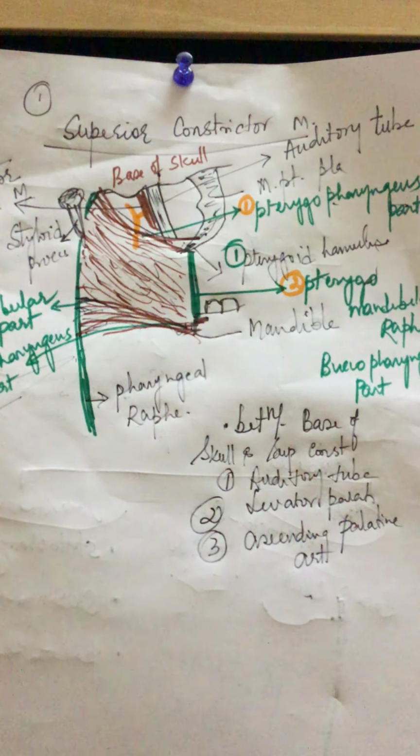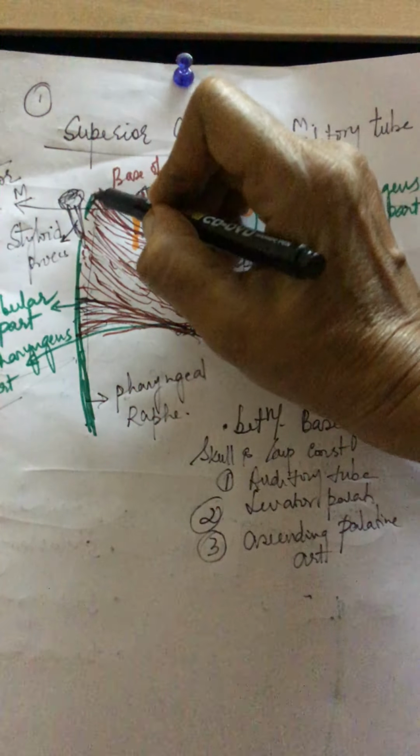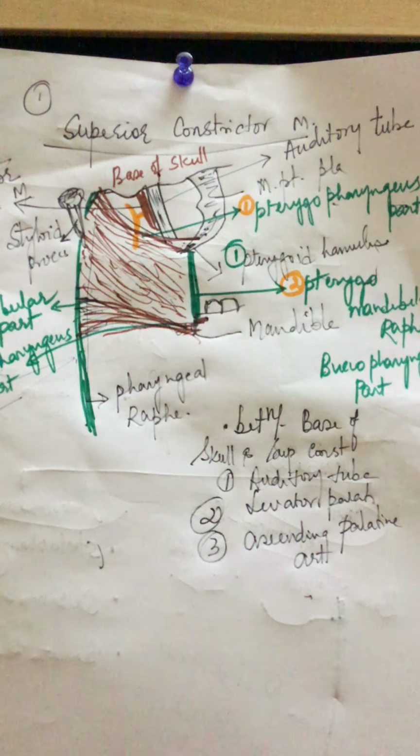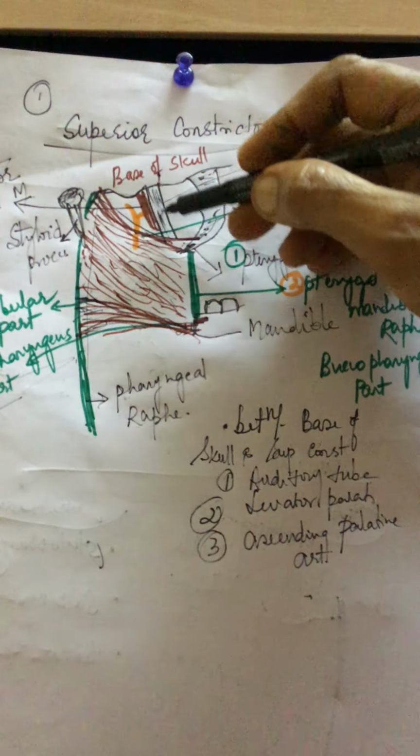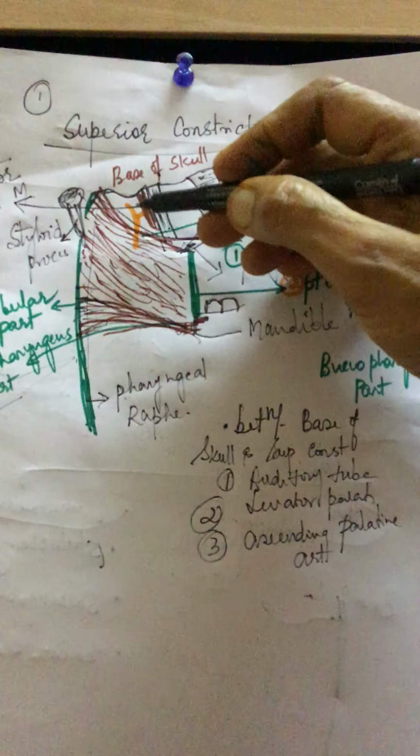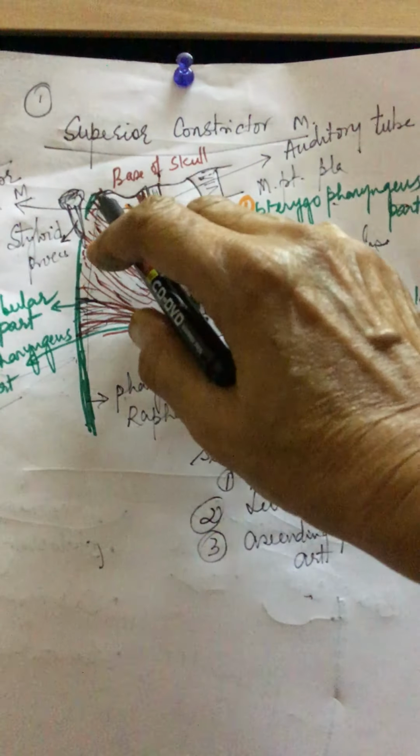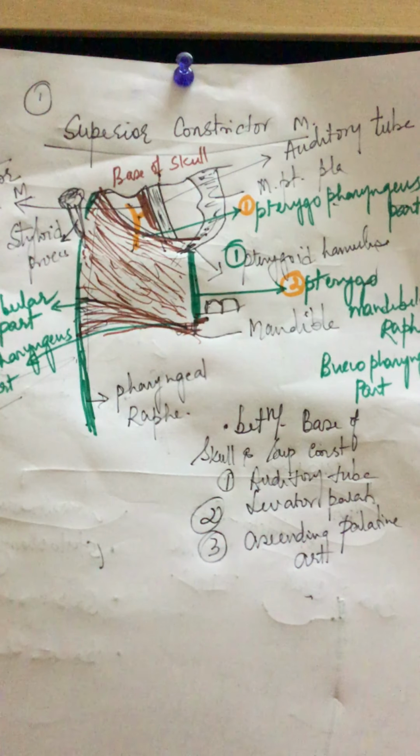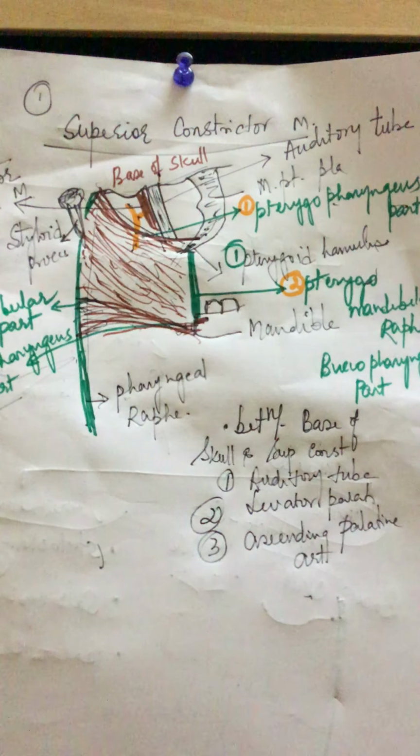So 4 origins of the superior constrictor, and its insertion into the pharyngeal raphe, extending from the base of the skull to the wall of the esophagus. Between the base of the skull and the superior border of the superior constrictor muscle, you do find important structures: the auditory tube, levator palatini, and the ascending palatine artery. There is also the pharyngeal branch of the ascending pharyngeal artery. If you remember, these are the 3 important structures. This is a 3 marks question: name the structures passing between the superior constrictor and the base of the skull. So this is about the superior constrictor muscle.